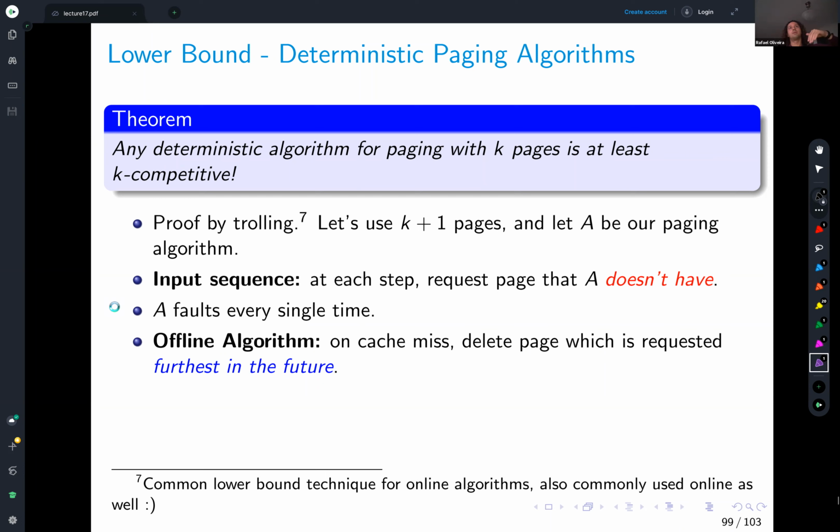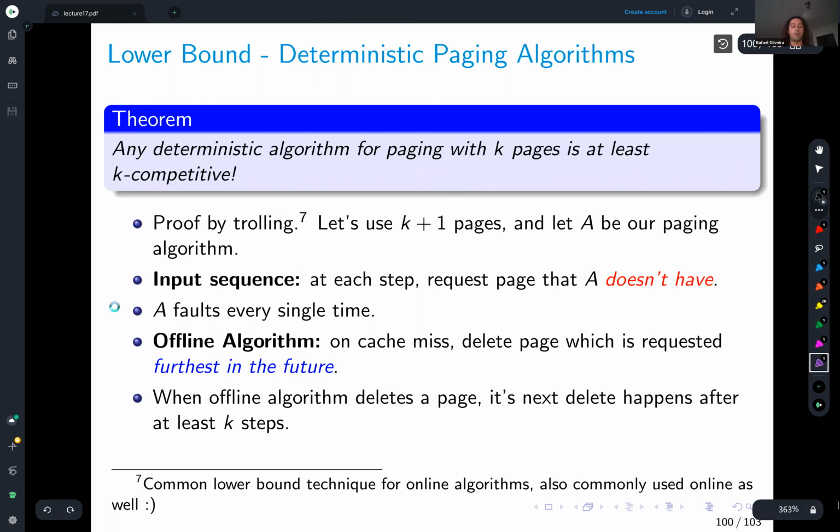Does that make sense? Here the offline algorithm knows what the sequence is that is going to mess up A. We have the sequence because A is deterministic. Once I make the queries, I know exactly what the next query will be. So the offline algorithm will look at those queries and say, whenever I have a cache miss, I'll delete the page that I can see, in the future, is the furthest one that will be requested.